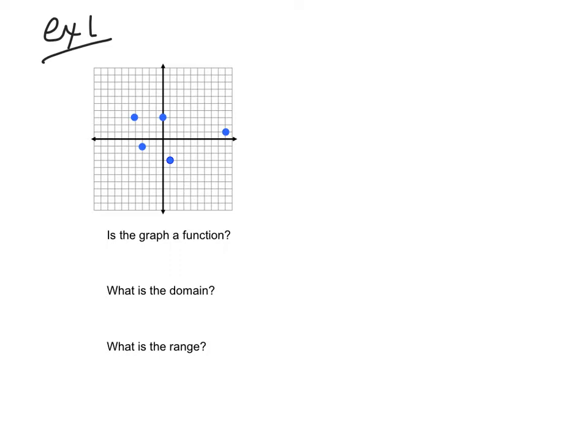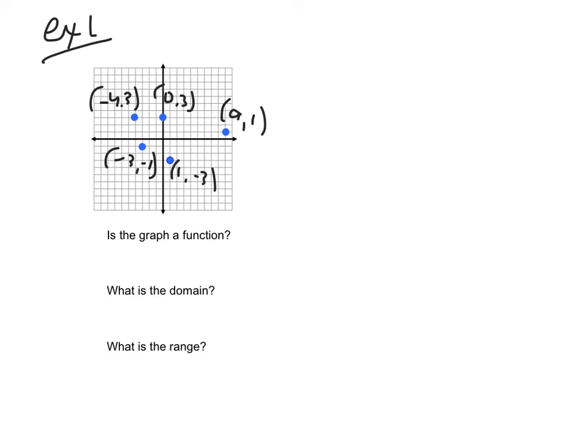So we want to first get the points. I believe these might be the points that we started with. So the points are, let's see, we have 9, 1 here, and then we have 1, negative 3 here. So you need to know what the points are to be able to determine. This is 0, 3. And then this is negative 3, negative 1. And this is negative 4, 3.